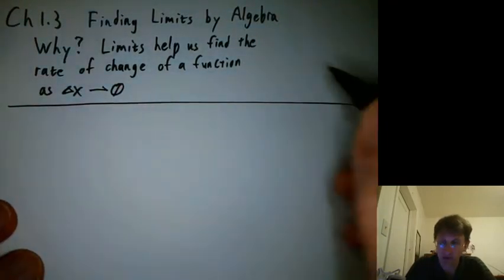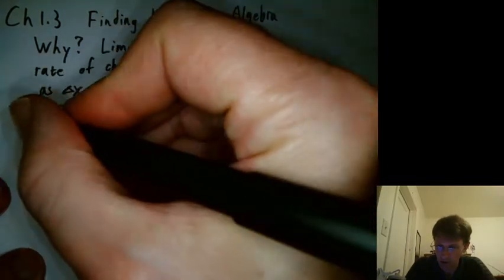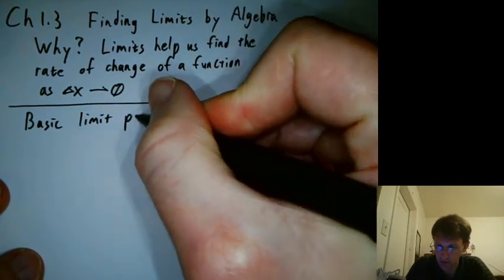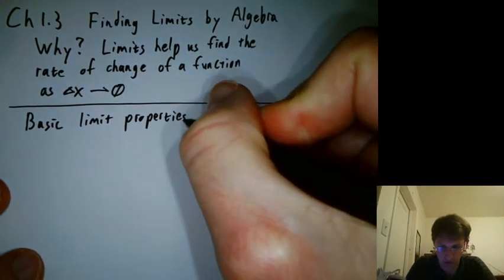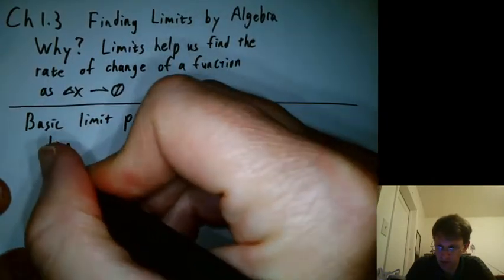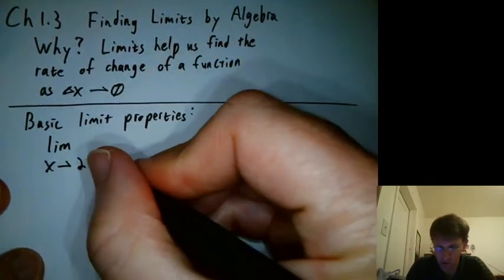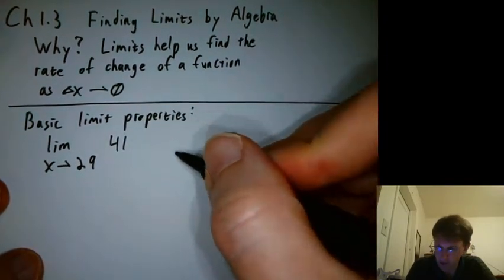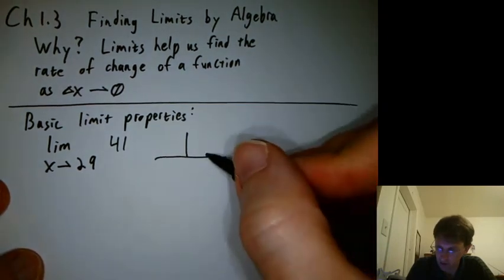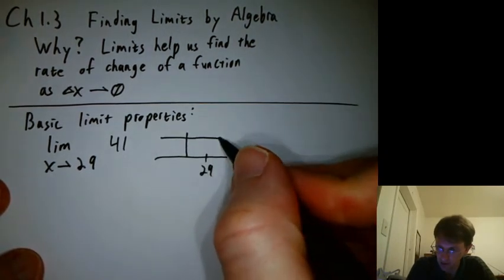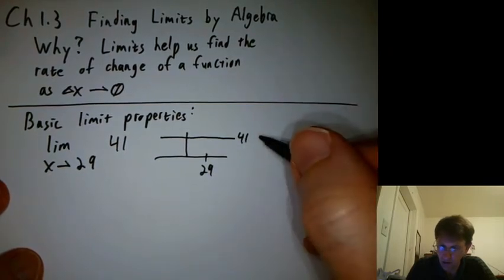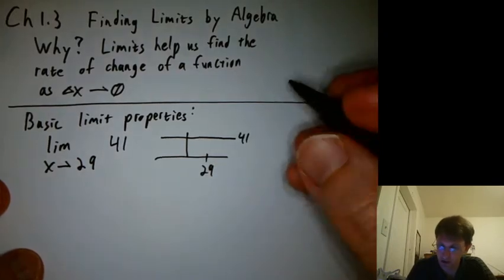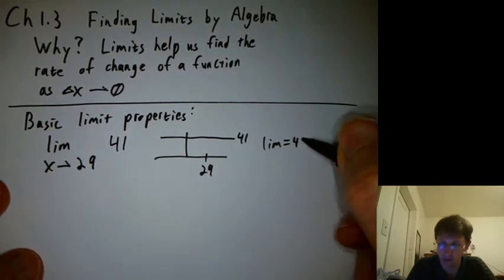So let's talk about some basic limit properties, nothing ground shaking here. What's the limit of a constant? Like, what's the limit as x goes to, how about 29, of, what's another good number? How about 41? Well, you'd say, here's 29, here's y equals 41. What's the limit? How does 41 behave as x approaches 29 from either side? You'd just say the limit is equal to 41.